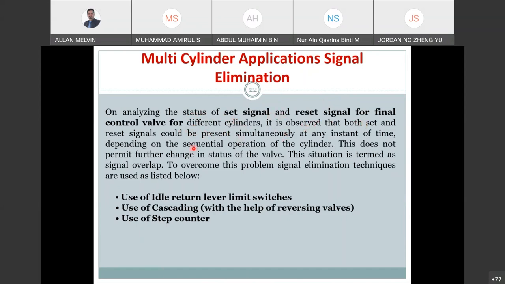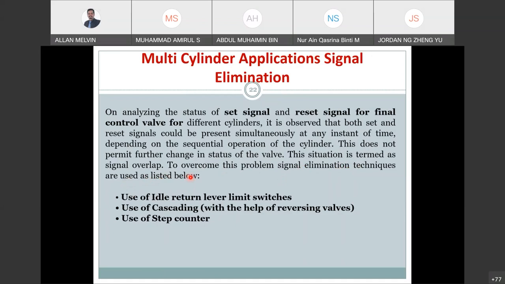It is observed that both set and reset signals will be present simultaneously at any instant of time. Any instant of time means it happened together, at the same time, depending on the sequential operation of the cylinder. So this does not permit further changes in the status of the valve. Meaning the valve will not change if there is signal overlap. This situation is termed as signal overlap. To overcome this problem, signal elimination techniques are used as listed below.